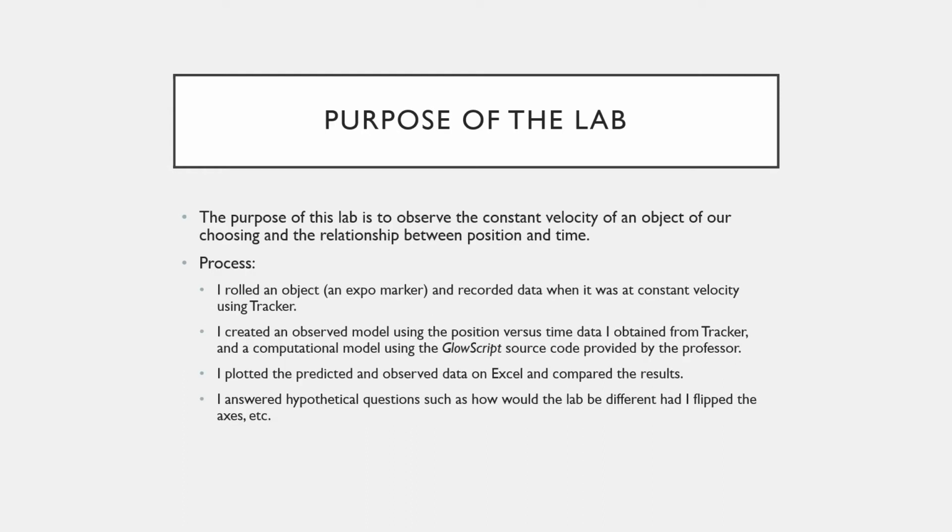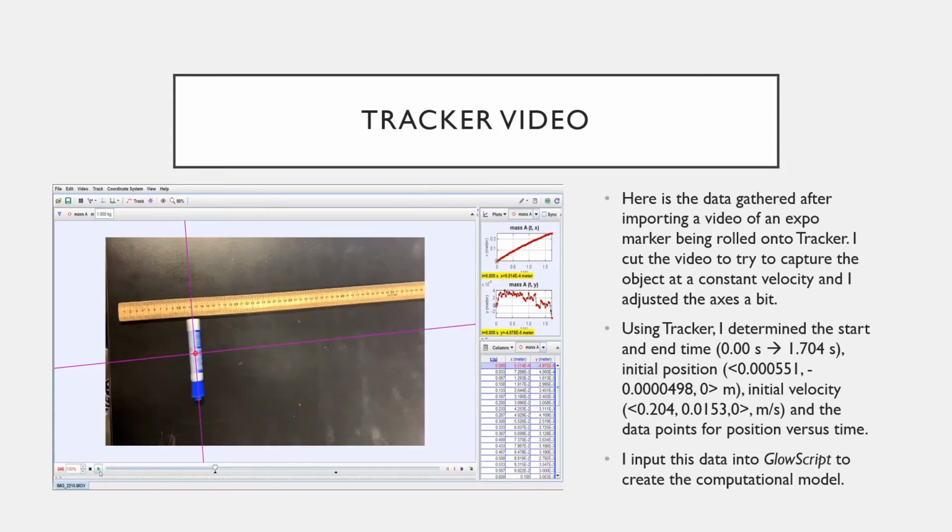The purpose of the lab is to observe the constant velocity of an object of our choosing and the resulting relationship between position and time. So after filming a video of me rolling an expo marker, I recorded the data using Tracker, and from the Tracker data, I created an observed model, and from the GlowScript source code, I created a predicted model. I compared those two models on Excel, and then I answered hypothetical questions at the end. Here is the video that I imported on Tracker.